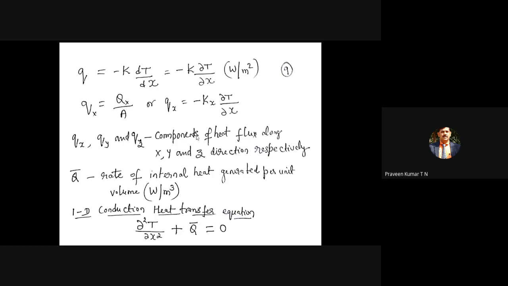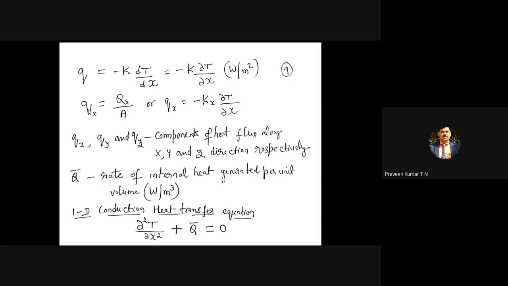In most of the derivations in finite element analysis, you are going for lowercase q, not capital letter Q. That is heat flux. Now, depending upon whether it is one-dimensional, 2D, or three-dimensional heat transfer, we have Qx, Qy, Qz.